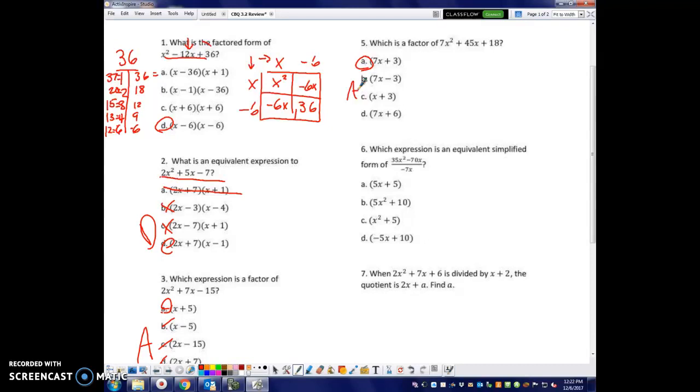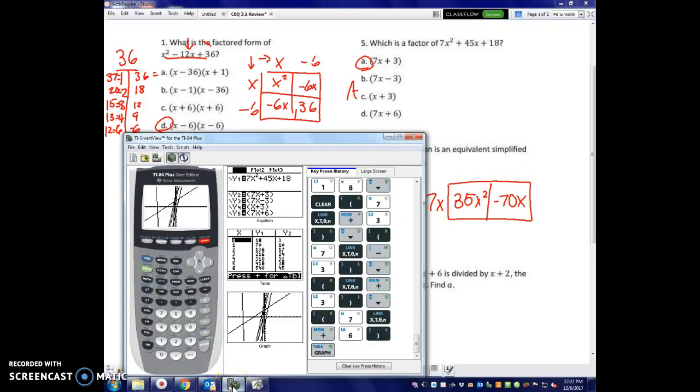All right, number 6. Which expression is equivalent in simplest form of this? So now we're dividing. Dividing, you're going to have to use your box method. It's being divided by one term, so we know it's a 1 by 2 because it has two terms on top. So negative 7x, we have 35x squared minus 70x, okay? We're trying to figure out what's on top. So 35 divided by negative 7 is what? Let's find out.